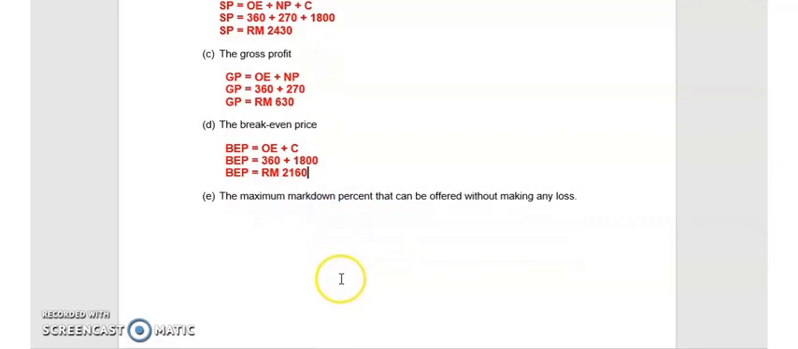Okay, question E, last question. Find the maximum markdown percent that can be offered without making any loss. This question asks how many percent, or the maximum percent, that we can give to the customer so that we are not suffering any loss. We know that BEP is the minimum selling price to offer without incurring any loss. So this is in terms of amount. Now we want to express this amount in terms of percentage. So how do we calculate that? We use this formula.